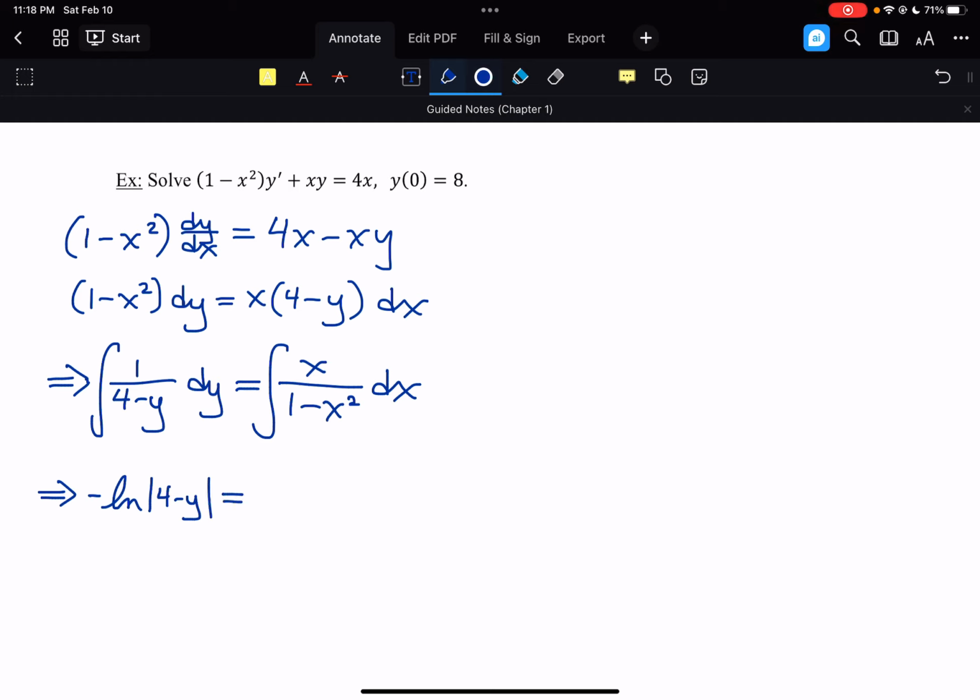On the right-hand side, we do similarly. This will be a natural log antiderivative. You can set up like a u substitution for this. So with 1 minus x squared, and then the x up here will go with the dx. But it works out very similarly. We get negative 1/2 ln absolute value of 1 minus x squared, and then plus that constant c. We can go ahead and get rid of the negative on both sides.